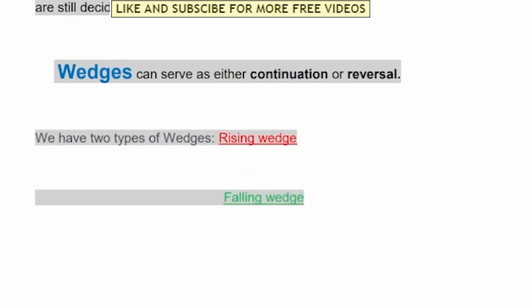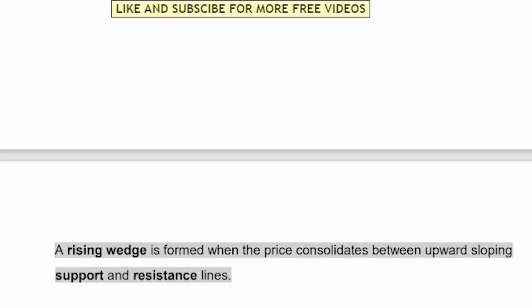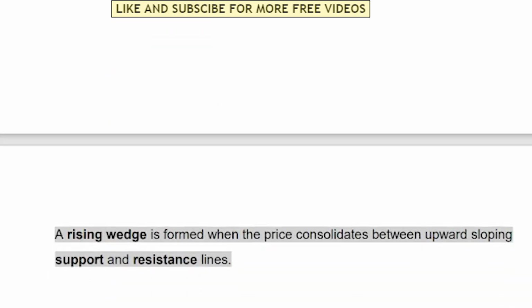Okay, so we have two types of wedges. We have a rising wedge and we have a falling wedge. We are going to look at all of them one by one. Okay, so as we continue, let's start from the rising wedge, the two types of wedges, falling and rising.